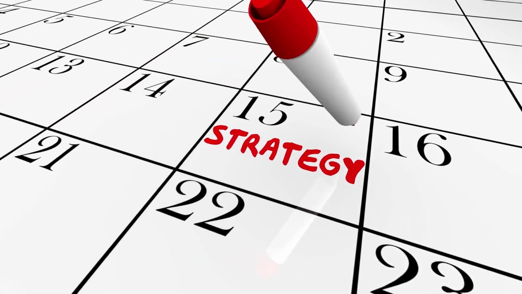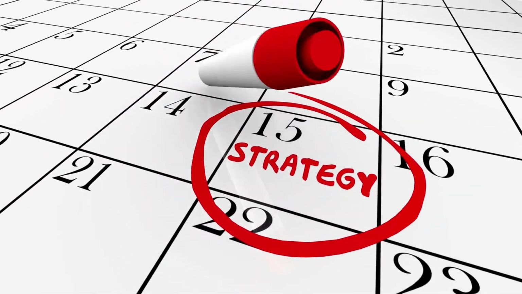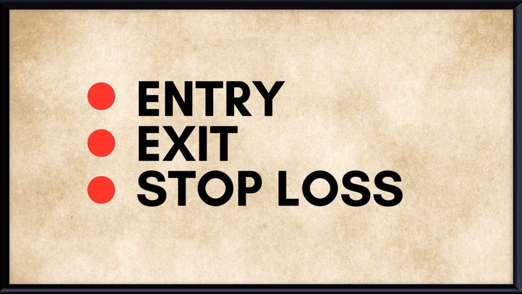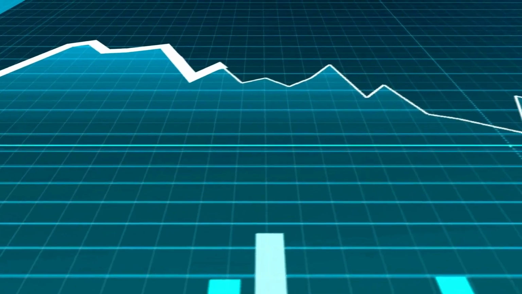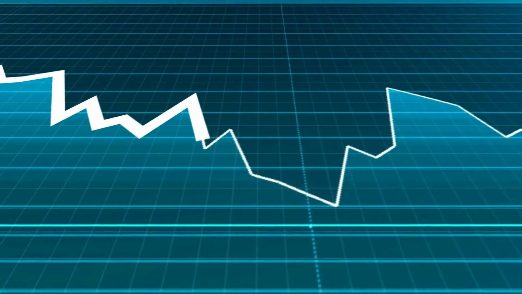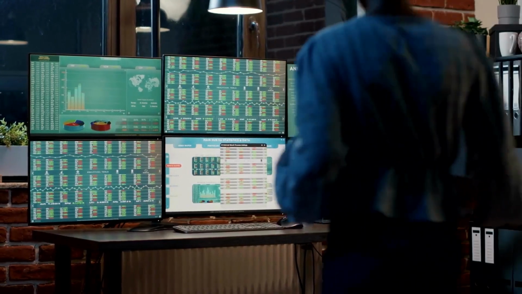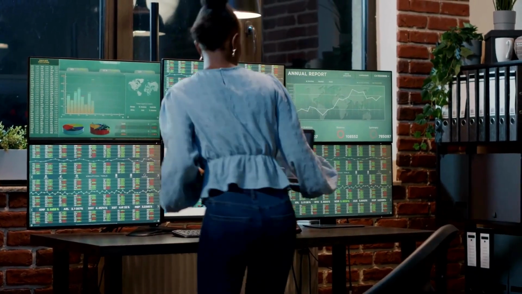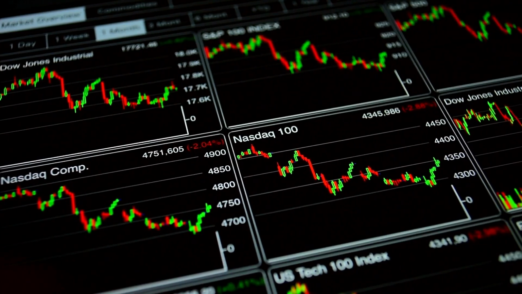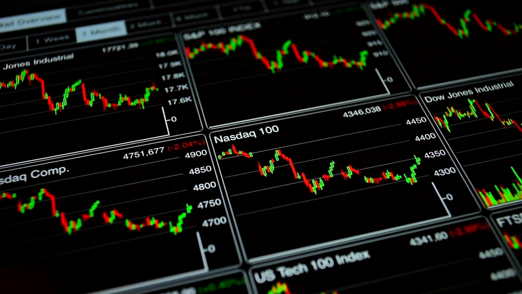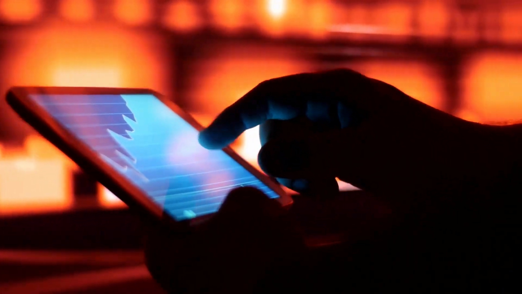You need a strategy. You need to know 3 things: when to enter the market, when to exit, and how to minimize your losses in case the market goes against you. You need an indicator that gives you precisely these 3 pieces of information visually, so your trading can be simple, easily explainable, and repeatable.